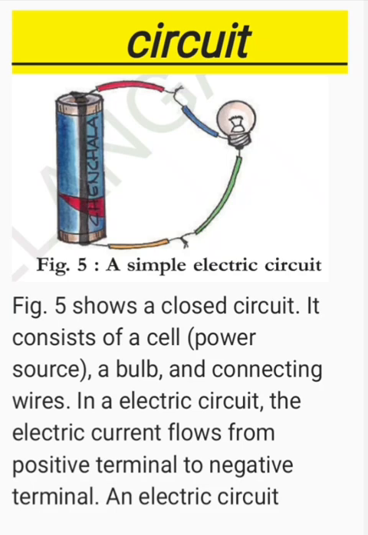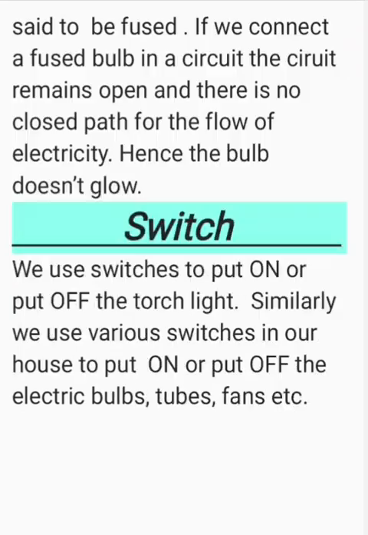Many times in our houses we observe that though electricity is available, some bulbs glow and some don't glow. The bulbs which don't glow are said to be fused. If we connect a fused bulb in a circuit, the circuit remains open and there is no closed path for the flow of electricity. Hence the bulb doesn't glow.